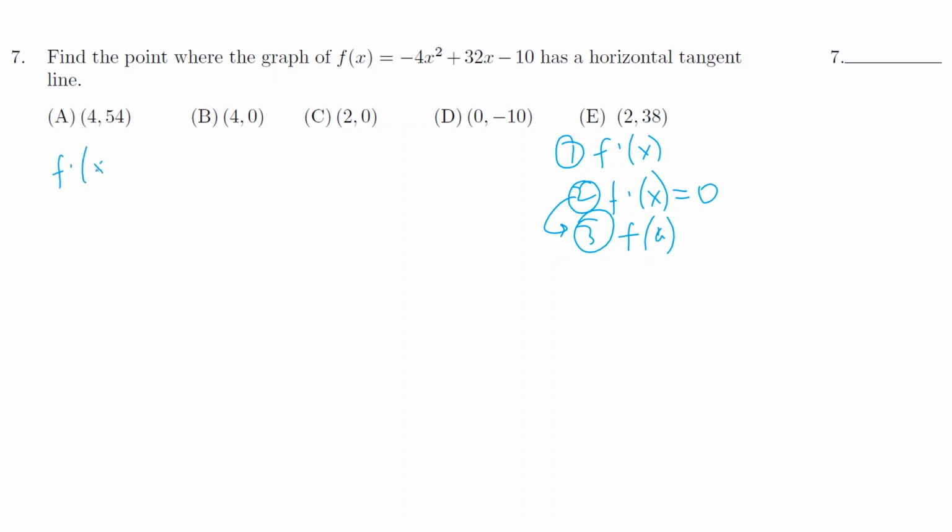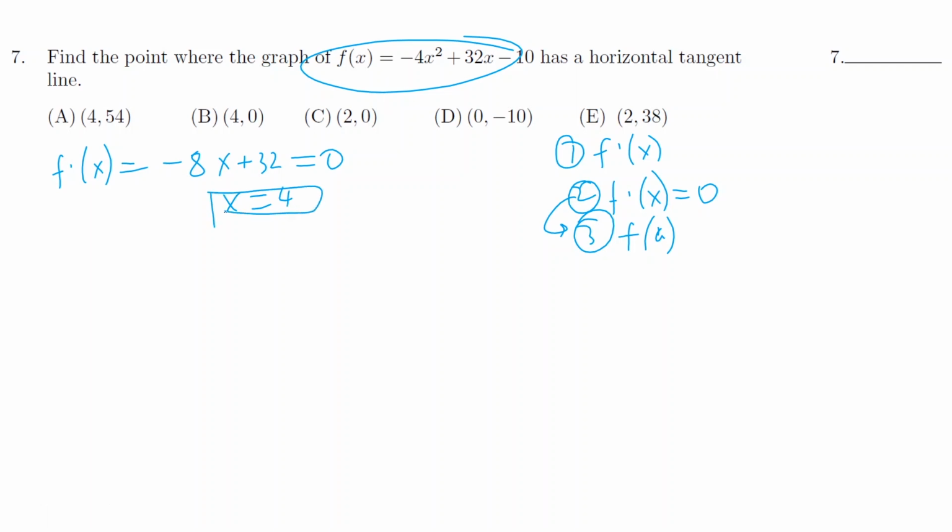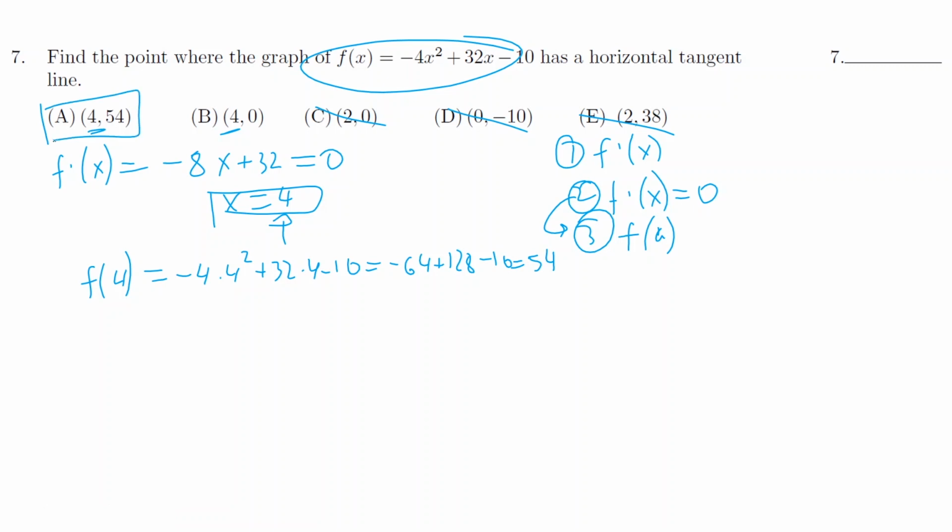So f prime of x equals, we're looking at this function right here, negative 8x plus 32. Set that to 0, x equals 4. Immediately, this is 4, this is 4, this is out. So it's either A or B. And now we have to plug 4 into the original function. So f of 4, not into the derivative, into the original function, is equal to negative 4 times 4 squared plus 32 times 4 minus 10, which is equal to negative 64 plus 128 minus 10, which is 54. So it's A right here.